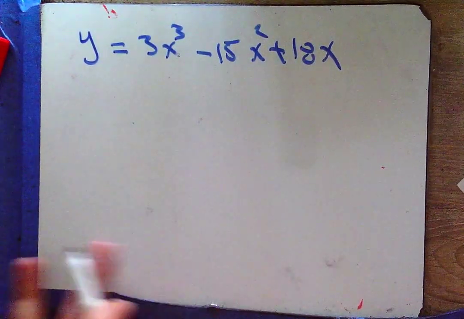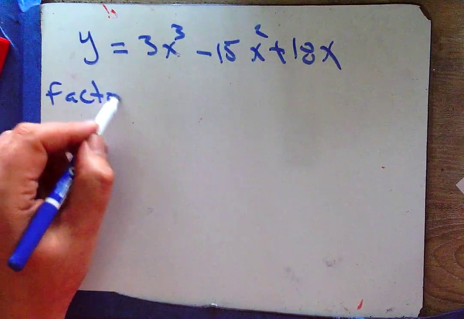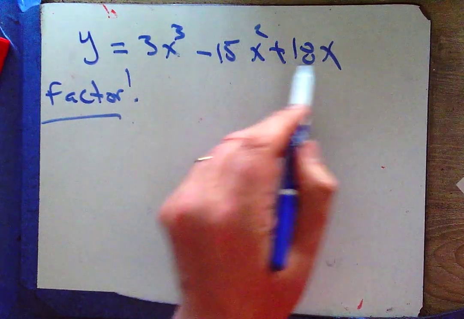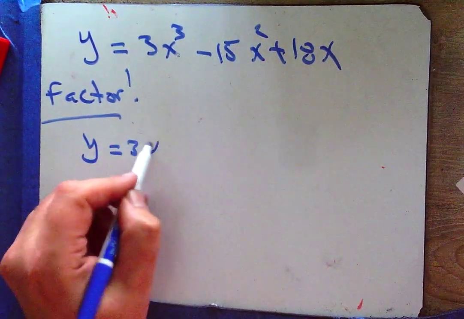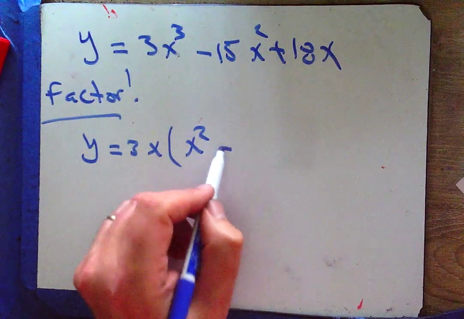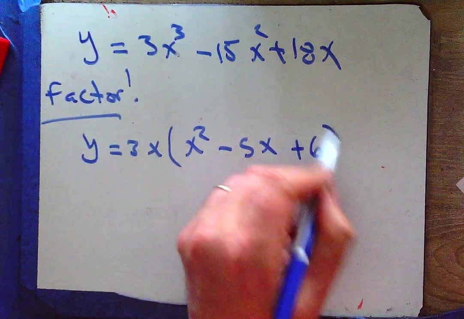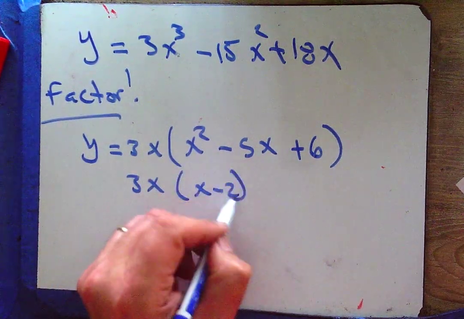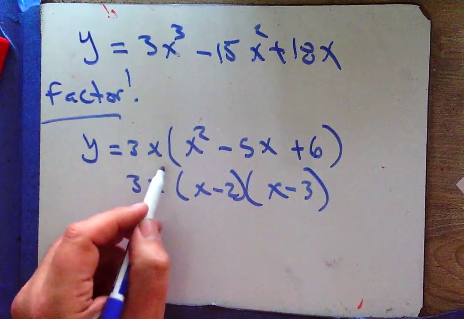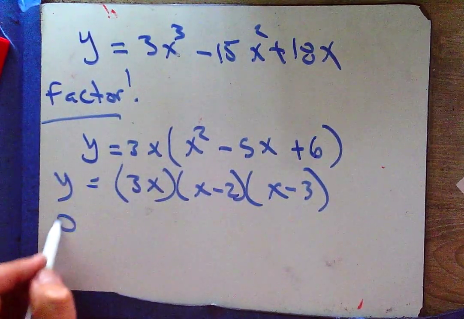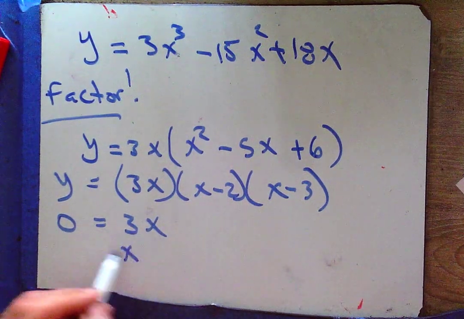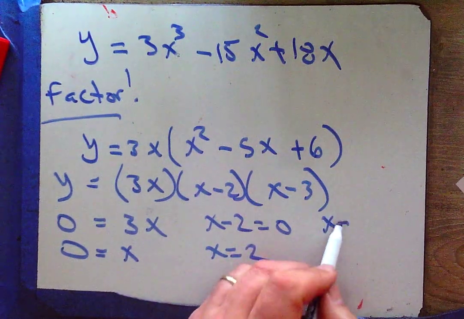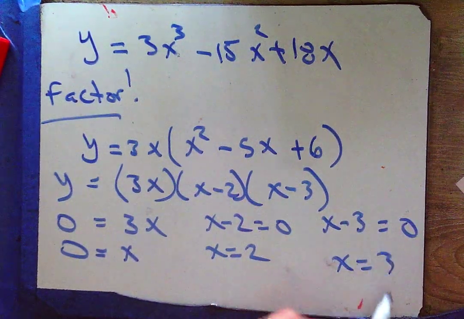And that's because I'm not looking at factored form. So the first thing I want to try is factor. I notice I can take not only a 3 out of each of these, but also an x. Y equals 3x, and I'm going to have x squared minus 5x plus 6. Hey, and that's trinomial factors: x minus 2, x minus 3. And so now when I set each factor equal to 0, I get x equals 0, x equals 2, and x equals 3.